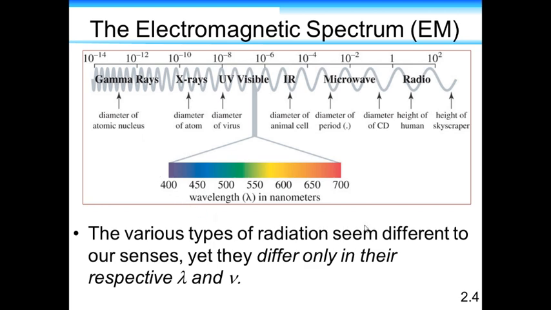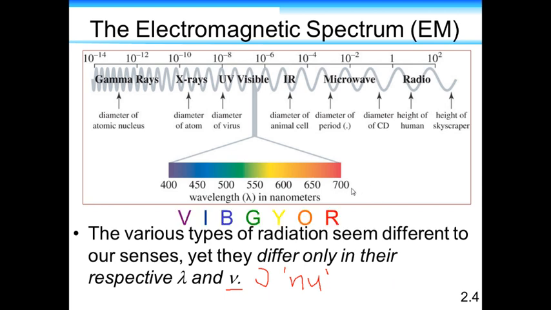So we perceive this type of radiation, this quote-unquote light, differently, but really they only differ by the wavelength and frequency. This little symbol represents frequency. It's a Greek nu. It looks a lot like a V, but really it's a nu. The symbol nu.